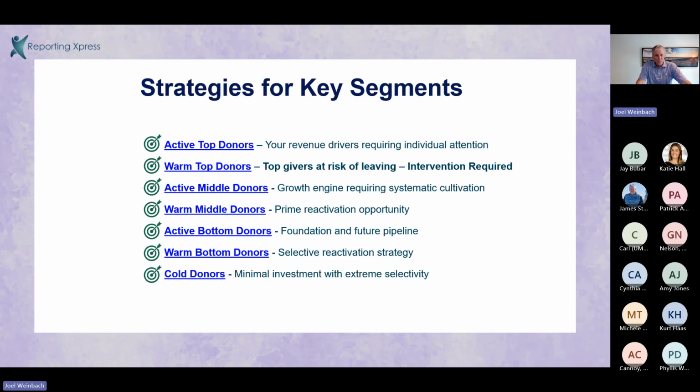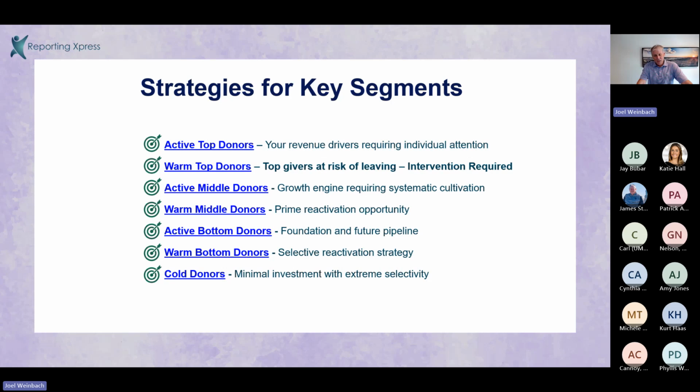Our warm top donors, we need to really pay attention to. These are our top donors that are at risk of leaving. So interventions required. They haven't given in a while, or they broke their pattern is usually what we're looking for. Our active middle donors, this is the growth engine where you really should spend a lot of your time. These are the donors that are going to eventually, you hope, graduate into being active top donors.